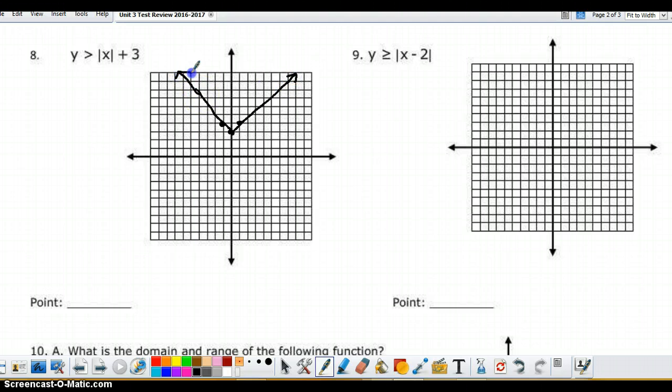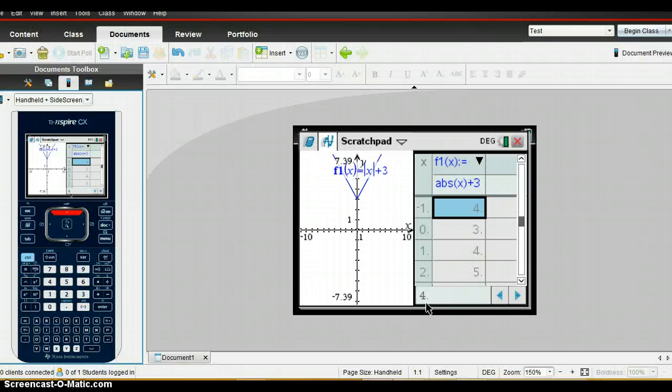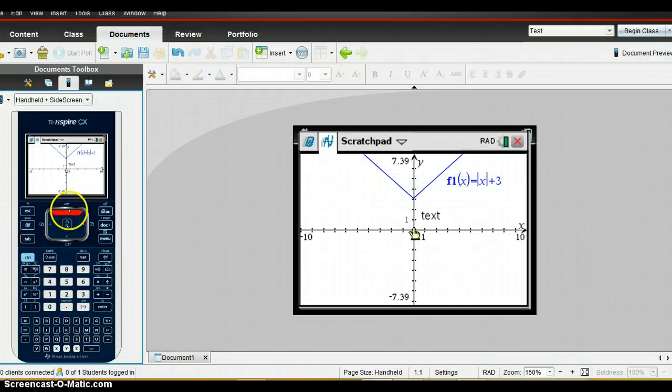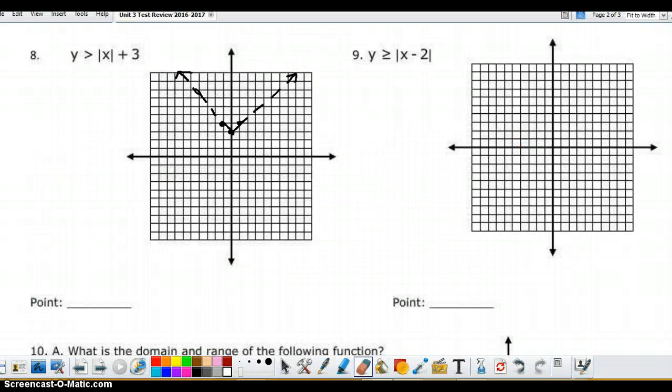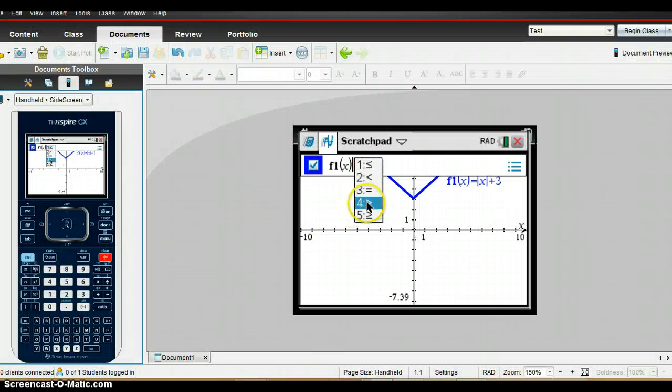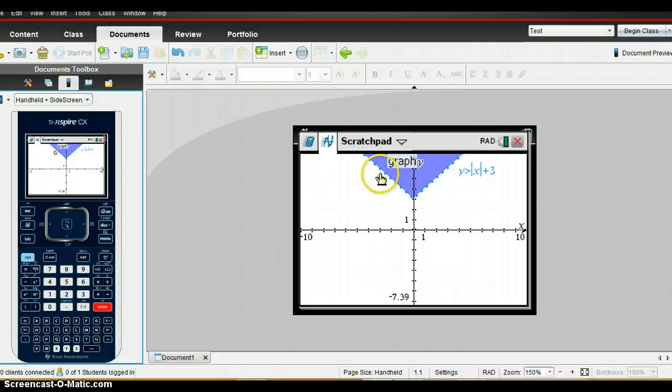is like so, but we have to remember this is a dashed line because of there not being an or equal to. So then I get rid of my table. I come back up here, tab, up, and then I want to change this to greater than. So greater than is number 4. I'm going to push 4. And so my shading is here, and if you look, it's got the dashed rather than solid line.